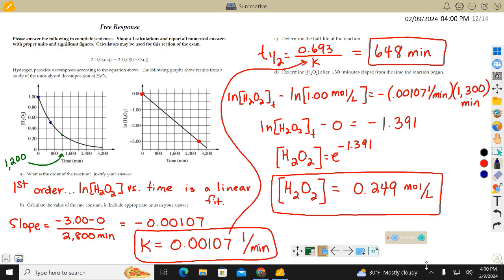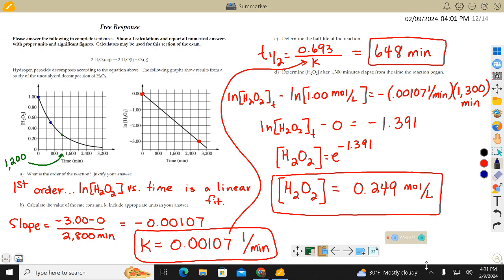Now you could have also used that big equation with natural log and all that stuff that's kind of shown in part D. You can do that, and you could pick any 2 points and plug in the natural log of the concentration and the time, and then solve for K. You could totally do that. It's a little bit more work, but it does work.